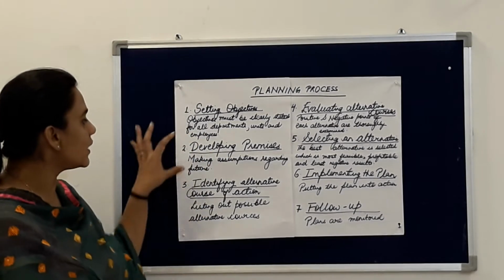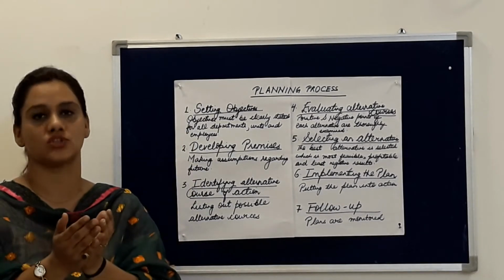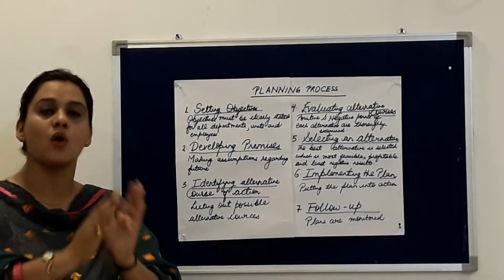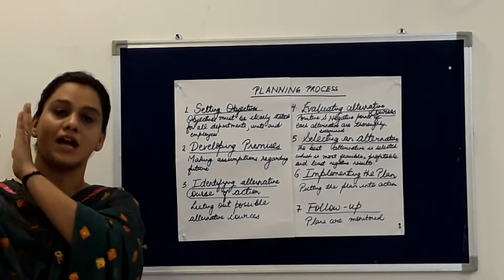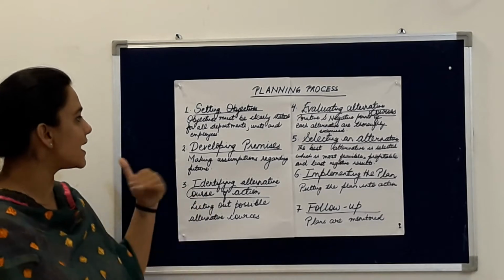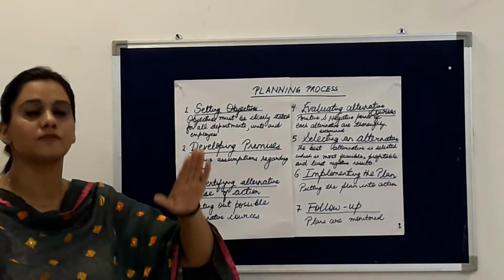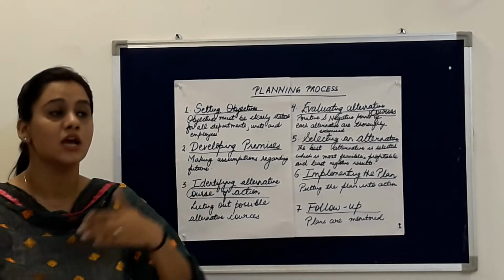So what we do in the second step is gather all the information regarding how and what type of uncertainties may occur in the future. Just for an example, we have set the objective that sales should be increased by 20%.